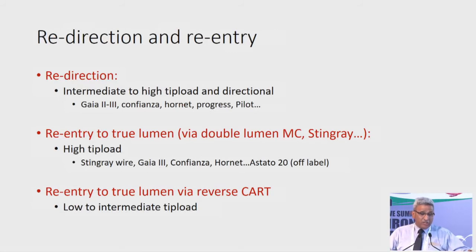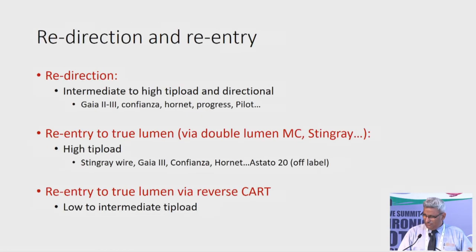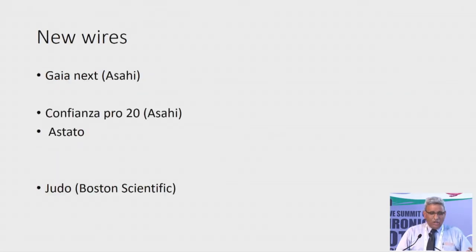Again, the redirection can be used with either the Gaia Second, Third, or the Conquest, or it can be used by using the double lumen catheter. Some of the other new wires that we are talking about include some peripheral wires like the IJCTO, and some new wires which have come from Boston Scientific.